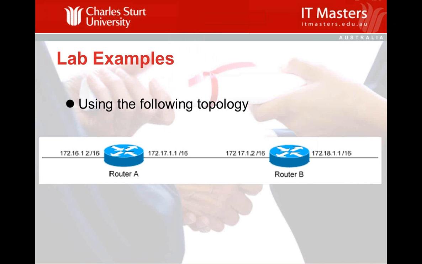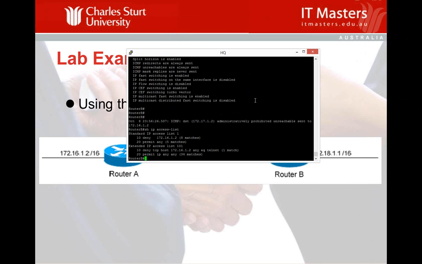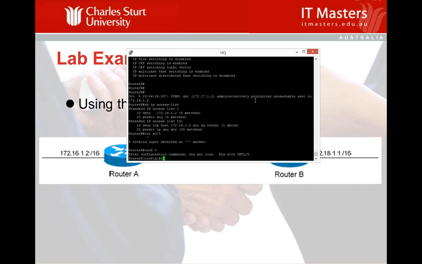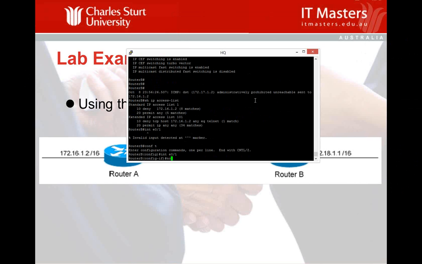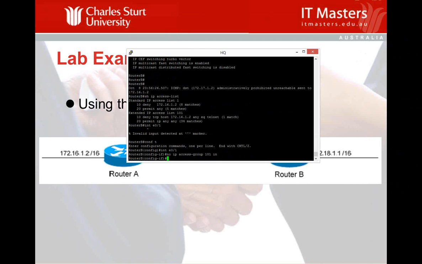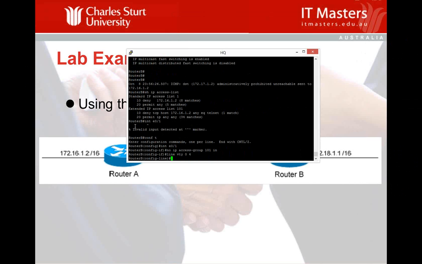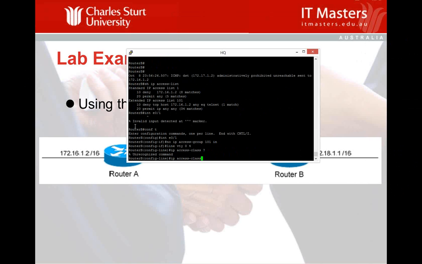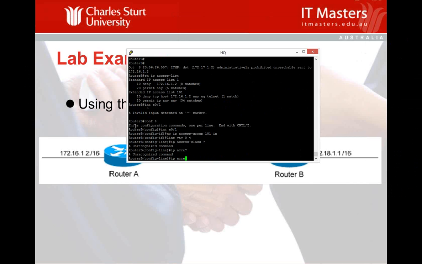Of course, the other way we could have done that is this. If we go into int 0/1, so int 0/1, and we go no IP access-group 101 in, that now takes the access list off. What we could have done is gone into the VTY lines themselves. And in this case, the keyword is IP access, unless I'm very much mistaken.